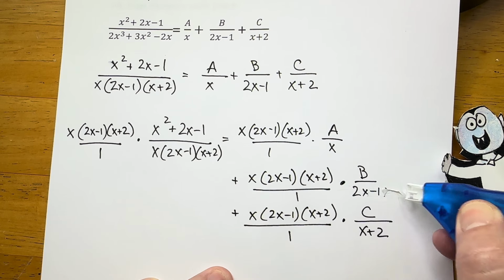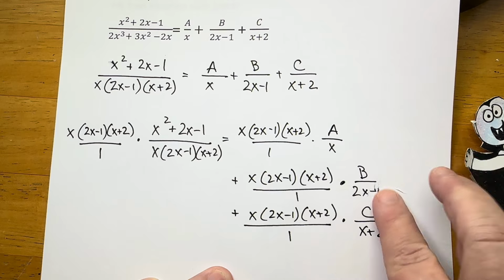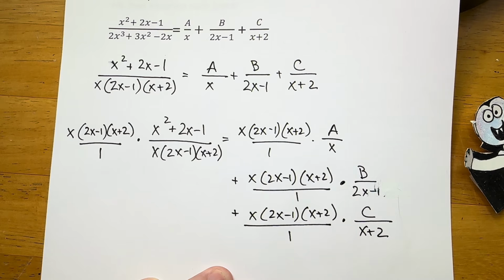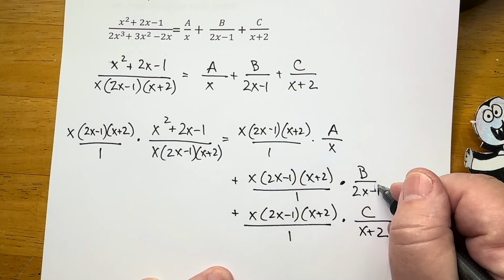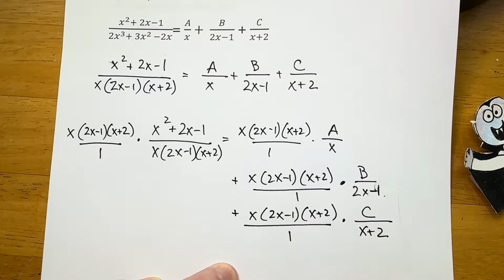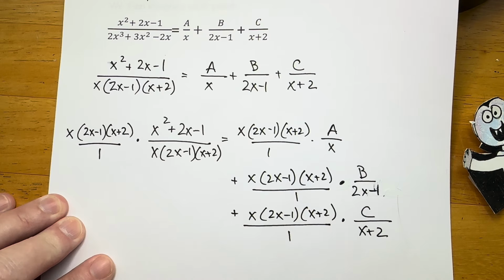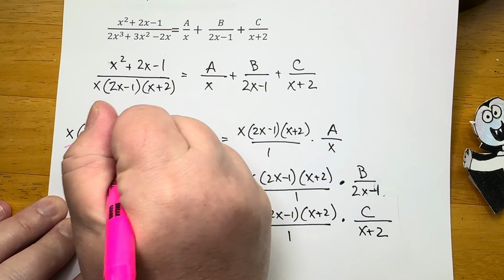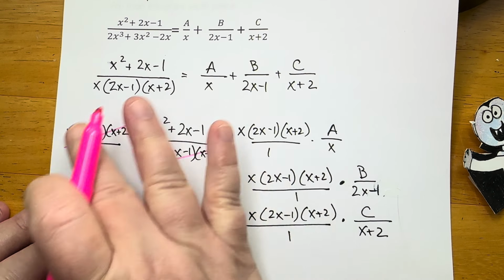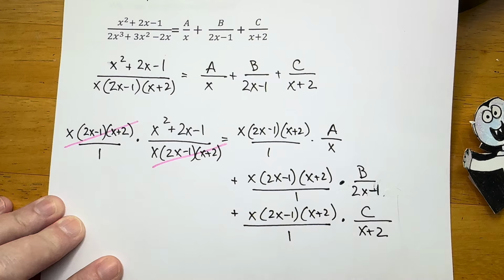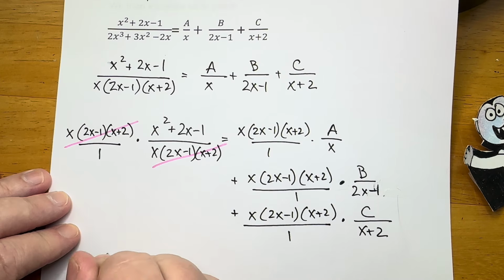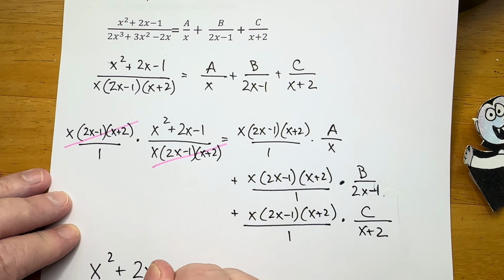Can you have parentheses in the denominator? Sure, but you don't need them, and so sometimes I think they're not as clear. Okay, so now let's talk about what's going on over on each side. Well, on the left side, this whole thing cancels this whole thing because it's just one multiplication. So we cancel the whole thing and we get x squared plus 2x minus 1.